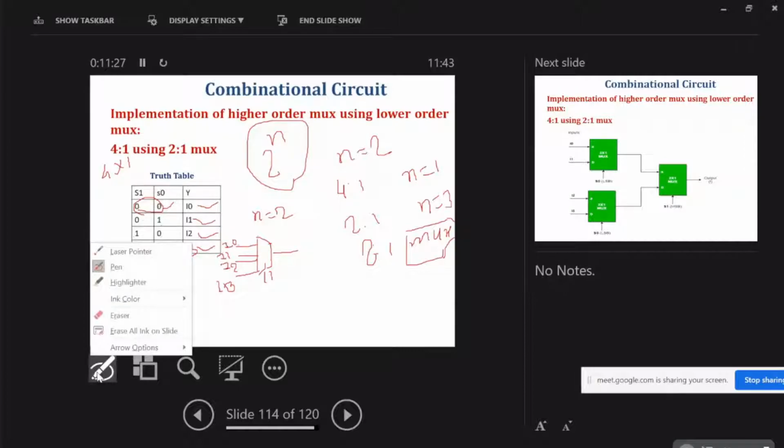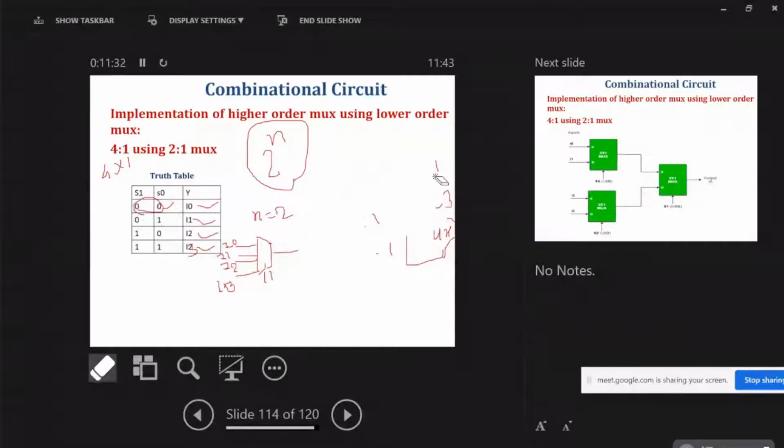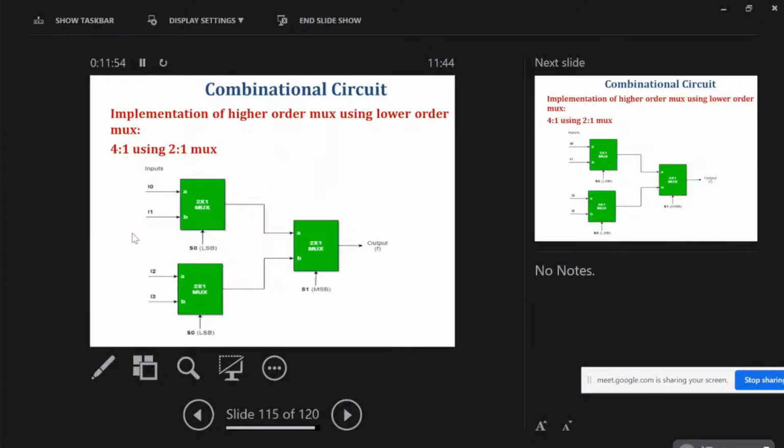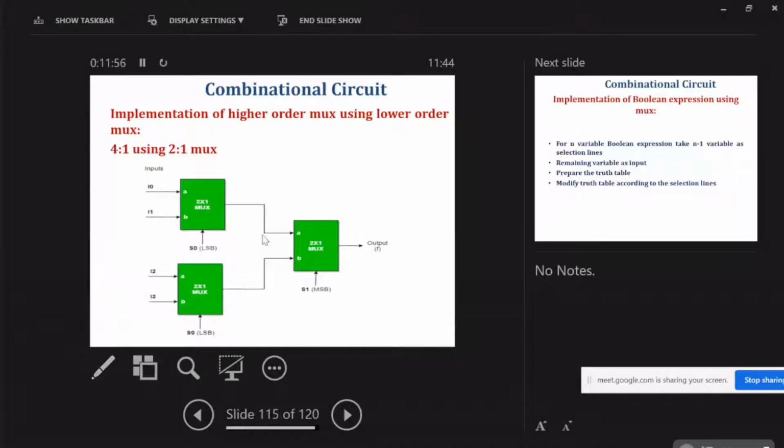But how many lower order muxes do we need? We need to decide that first. And in which way do we have to arrange those multiple lower order muxes? We need to follow certain rules. So for that, what do we have to do?